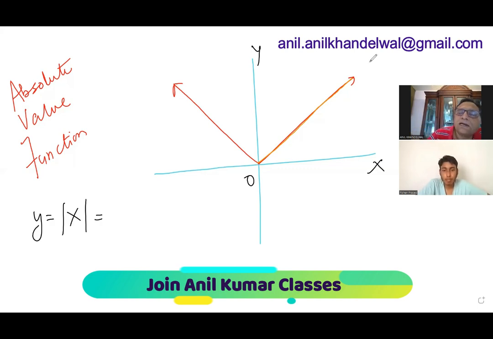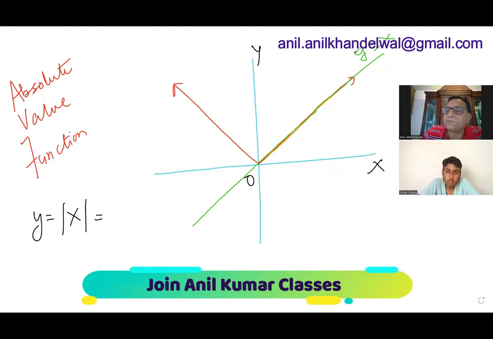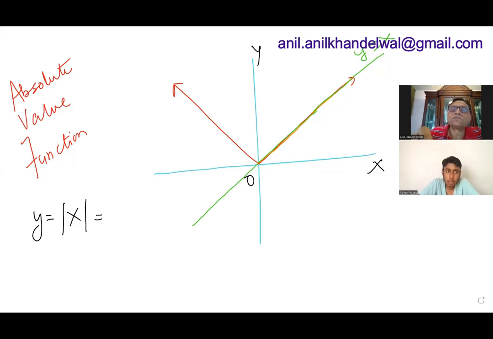So let's say I draw a line here, and this line is y equals x. Can you tell me how this line y equals x relates with absolute value function? Both y equals absolute value of x and y equals x follow the same linear line, except when crossing the origin and going downwards.